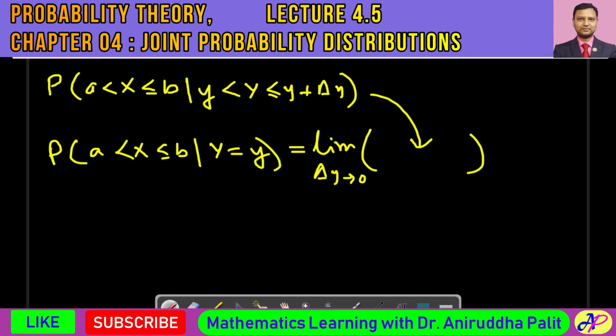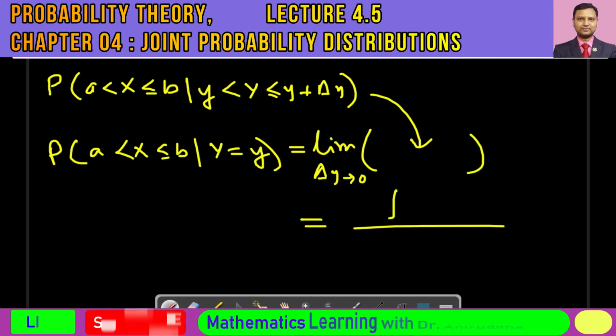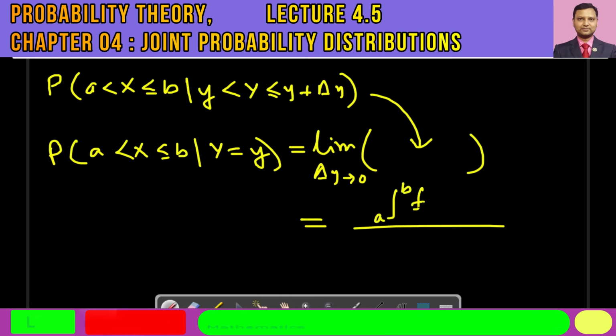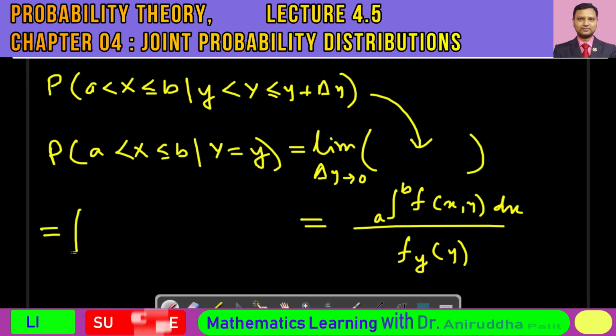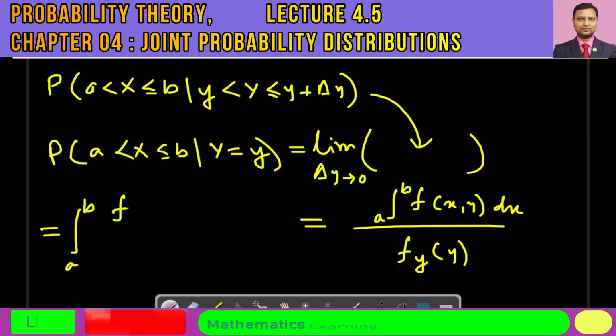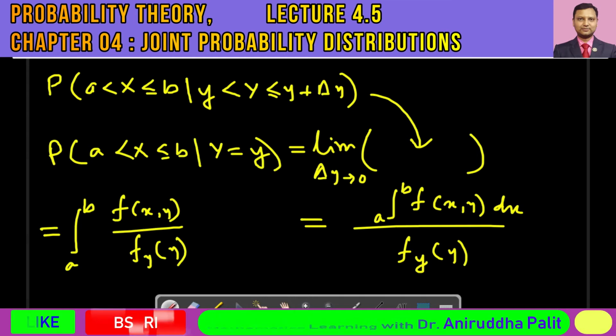It can be proved, by the help of the mean value theorem and after taking all such limits, that this is equal to the ratio of two quantities. I am not showing the intermediate calculations. One is the integral from a to b of f(x, y) dx, divided by the marginal density function of y. This denominator does not depend upon x. That's why this quantity can also be written as the integral from a to b of f(x, y) divided by f(y), the marginal density function of y, integrated over dx.